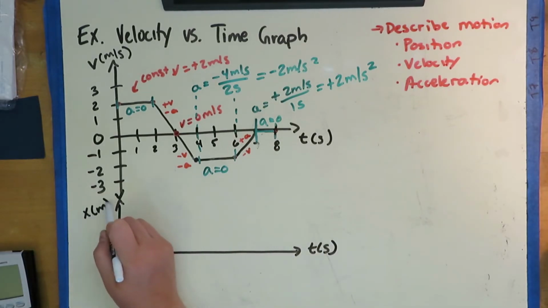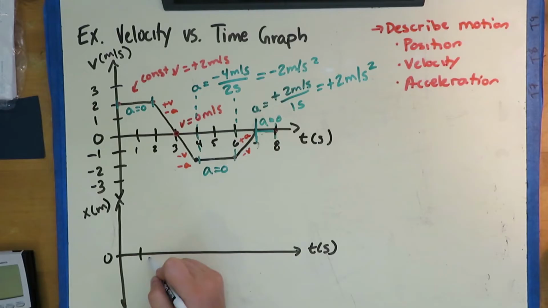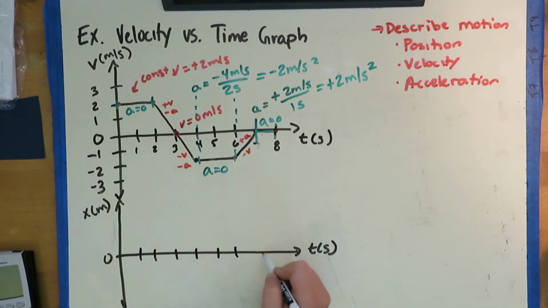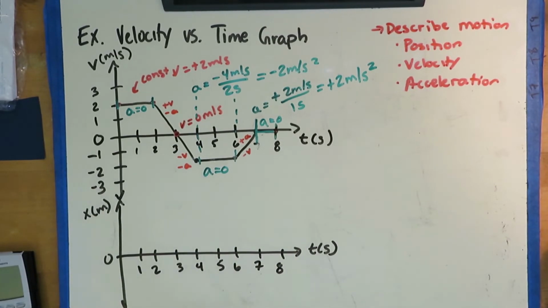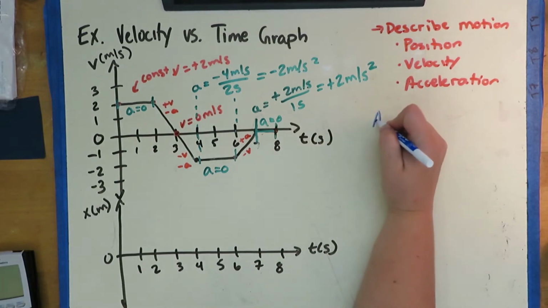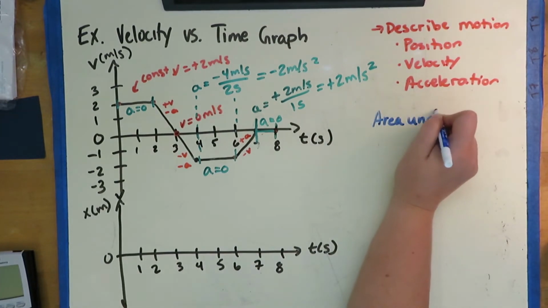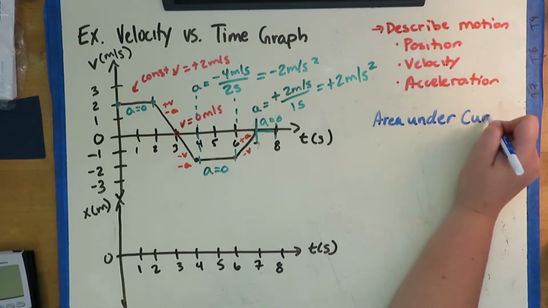So x in meters, 0, 1, 7, 8. All right, so how do we find my position? Well, I can find my position based on the area under the curve, because the area under my curve is displacement.